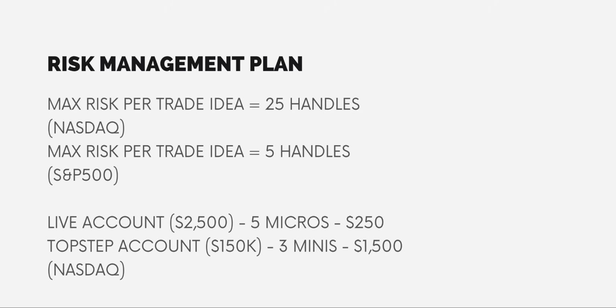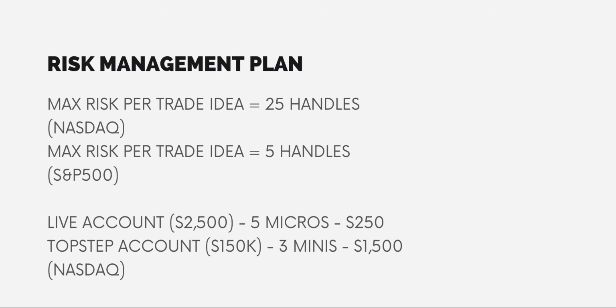Okay, now let's say you've gone the funded route and you've bought yourself a 150k Topstep account. In this case, you want to be using 3 mini contracts, okay, not micros. I'm using 3 minis, which is equivalent to 30 micros. A micro is 1/10 of a mini, okay, so that's 30 micros. This would be a total of 1.5k dollars per trade idea.